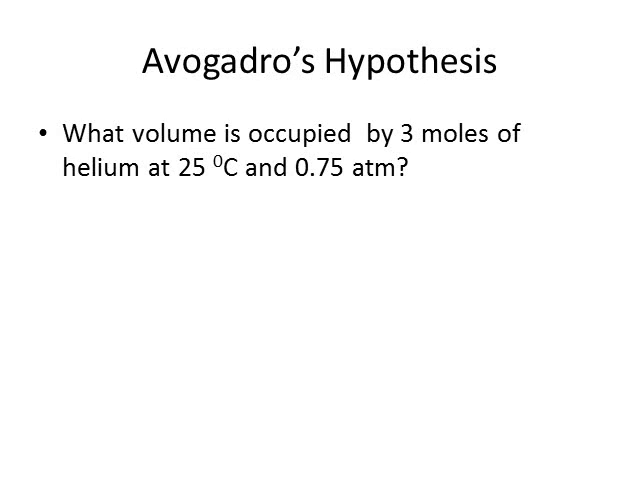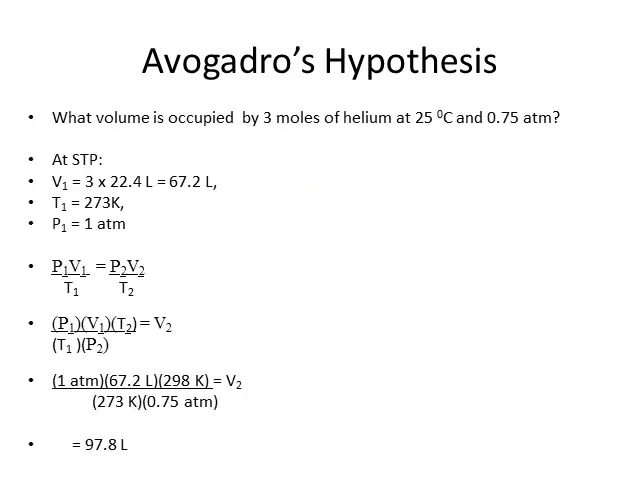Let's have a look at an example of where we would use the combined gas law. What volume is occupied by 3 moles of helium at 25 degrees C and 0.75 atmospheres? So let's put in our equation for our combined gas law, which you know is P1V1 over T1 is equal to P2V2 over T2. We have an amount. And if we look at our combined gas law, there's no amount there. So what we need to do is convert our amount to a volume. That's the first thing.